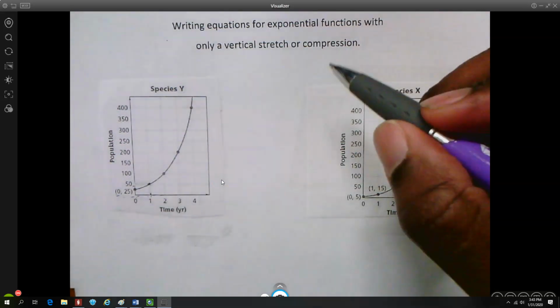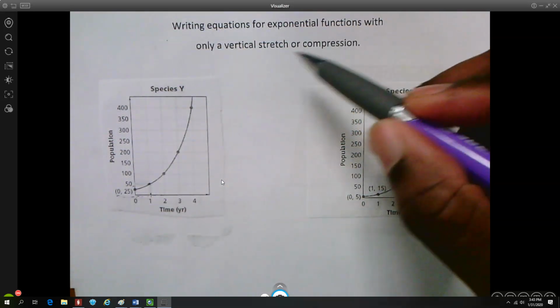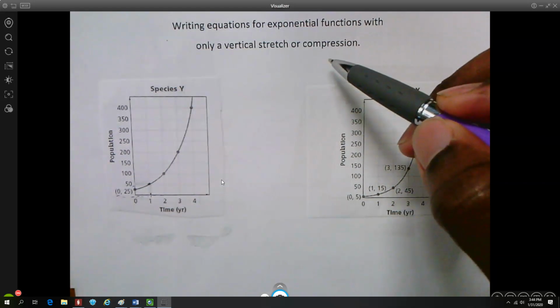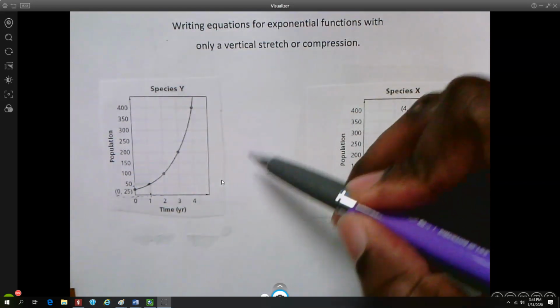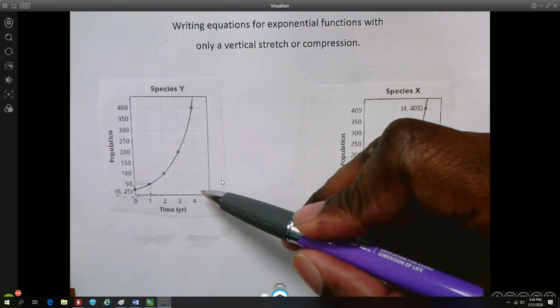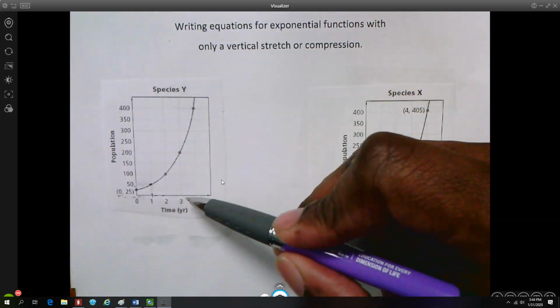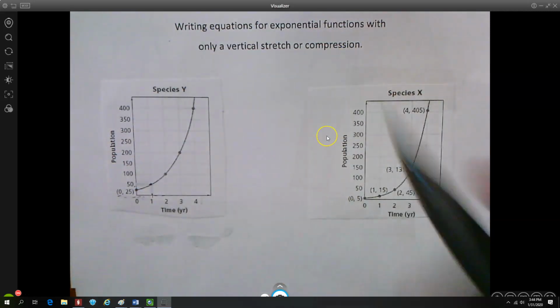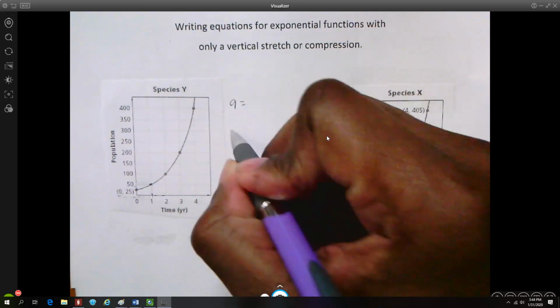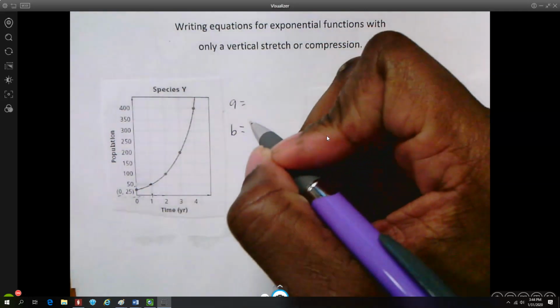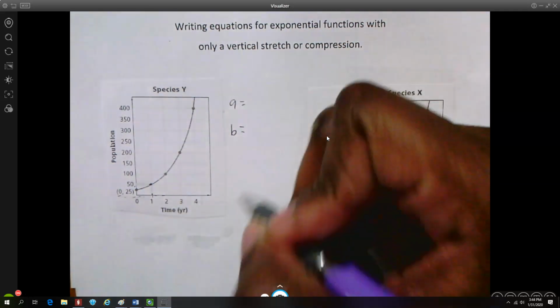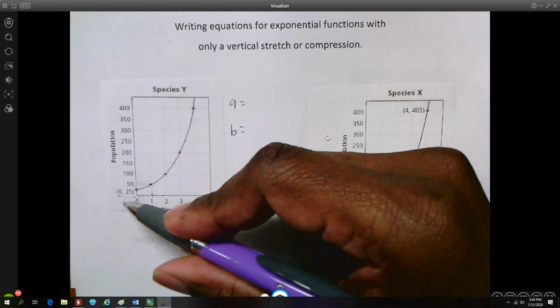This video is about writing equations for exponential functions with only a vertical stretch or compression. There are no shifts up or down, and the horizontal asymptote is just the x-axis. So the best way of doing this is finding what the a value is and what the b value is. The a value is the easiest to find when the horizontal asymptote is at 0.